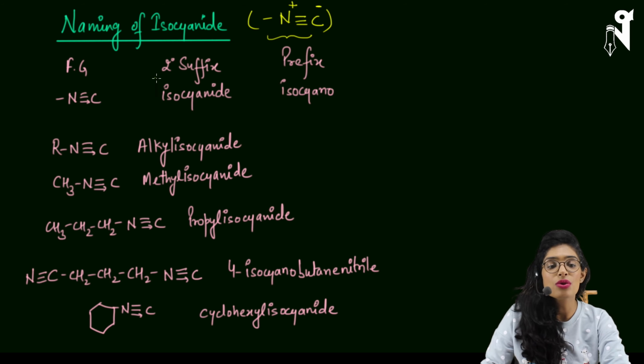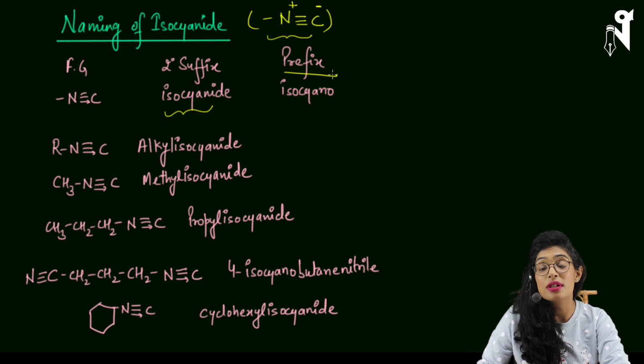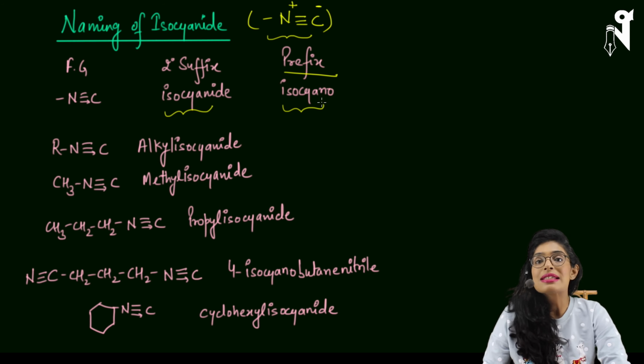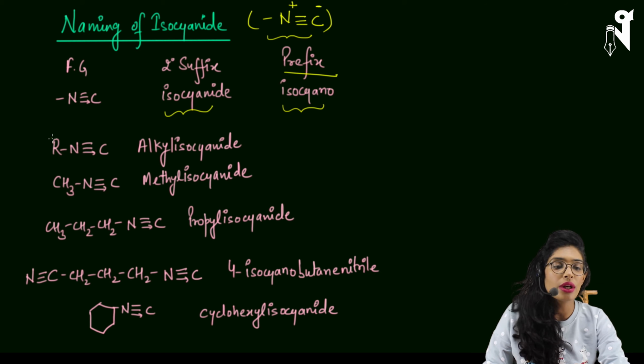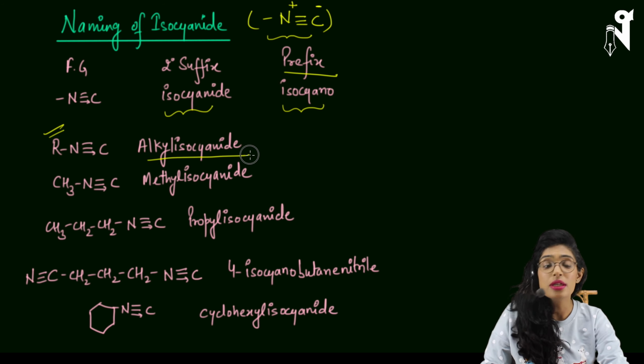What is the suffix we use for isocyanide? Isocyanide. What is the prefix we use for isocyanide? Isocyano. Okay, so only two simple terms. There is no special case, hence it is easier to remember and faster to do. So let's see the generic formula. The generic formula is RNC. Alkyl isocyanide is what we call it.